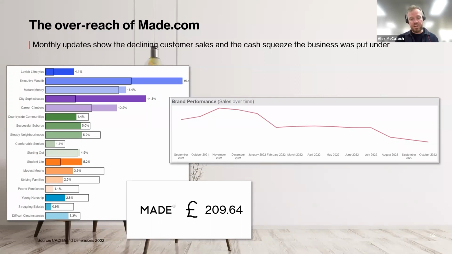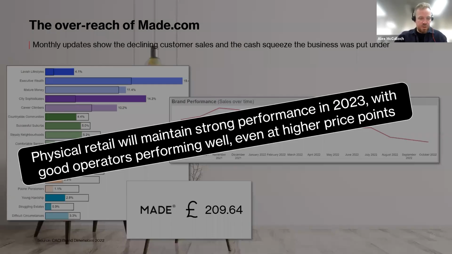Now, we update brand dimensions every month. So with this in place, you can see how brands are performing against their peers. You could see that developing as the year went on. So what's our forecast for the coming year?